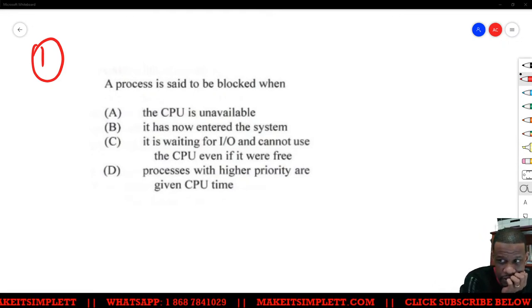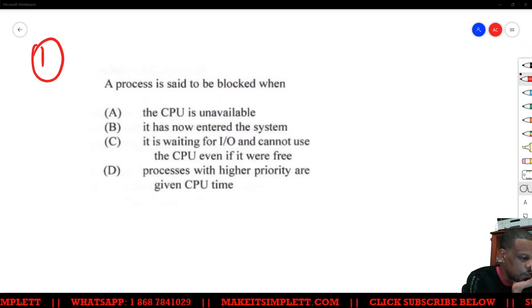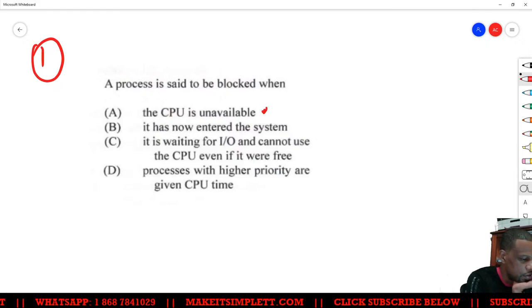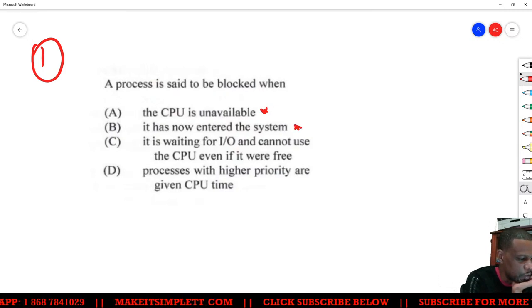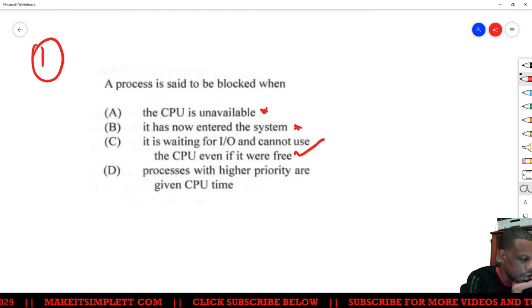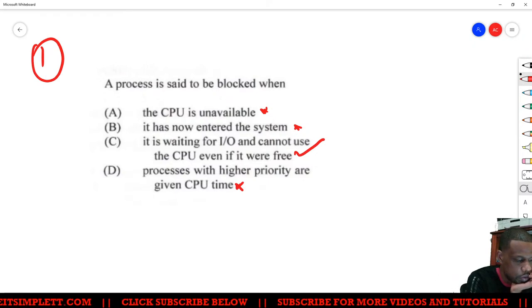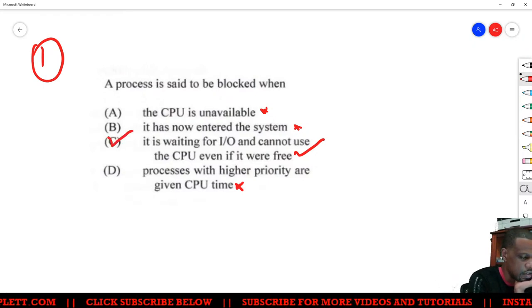All right, a process is said to be blocked when: the CPU is unavailable? No. It has now entered the system? No. It is waiting on input output and cannot use the CPU if it was free? Yes. A process with the higher CPU going to CPU time? No. So C is the answer.